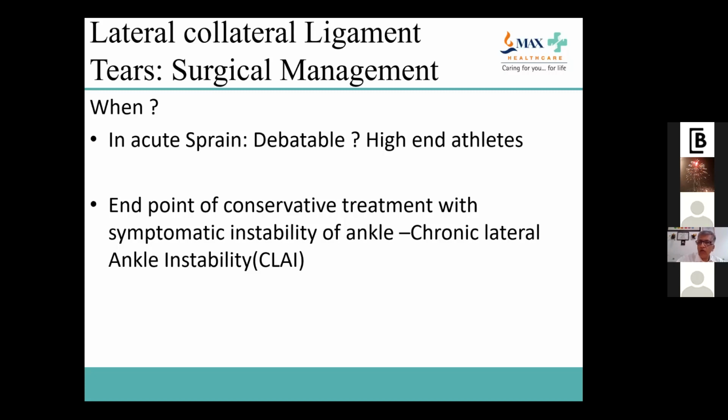So is there a role of any surgical treatment in acute sprain? Well, this is debatable. Debatable because we have not given this ligament a chance to undergo a natural recovery process or rehab process. But in very high-end athletes who don't want to waste time, for whom a 6 month period of rest or waiting will probably not be a good idea.